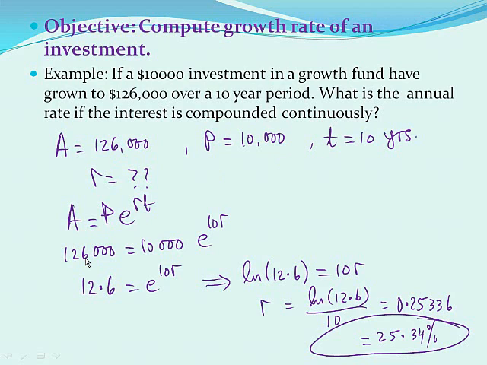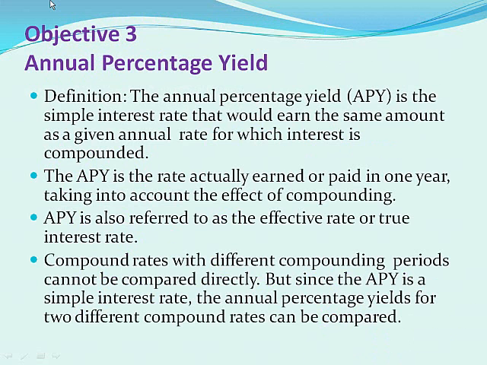Substituting the values, we will get 12.6 equal to e to the power 10r. Again, taking the logarithms on both sides, I can write 10r equal to log 12.6. So the r value will be, dividing by 10, 0.25336, converted to percent, 25.34%.